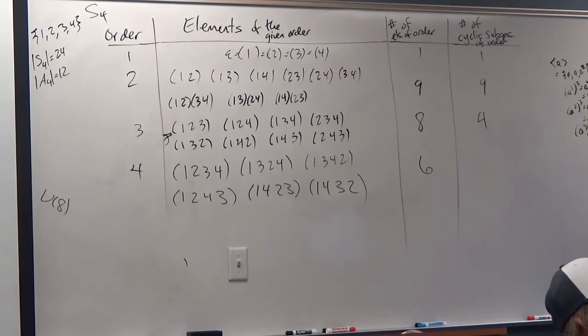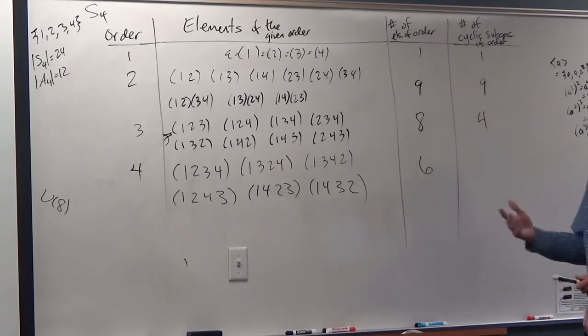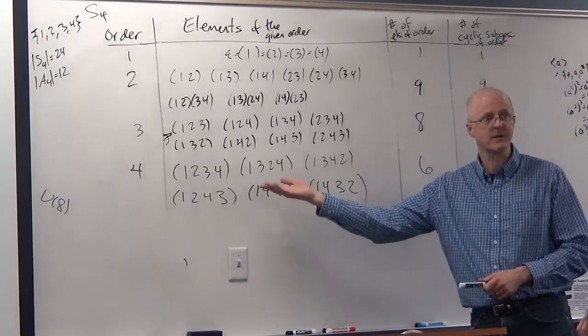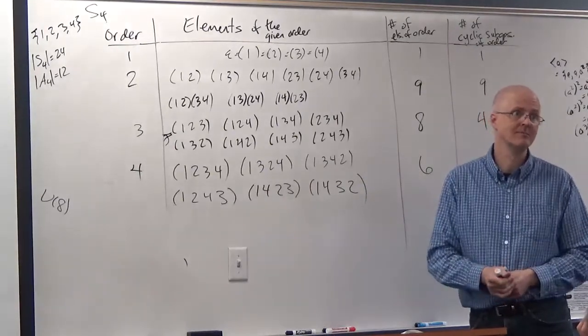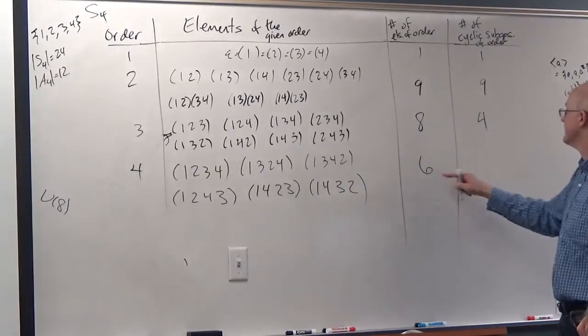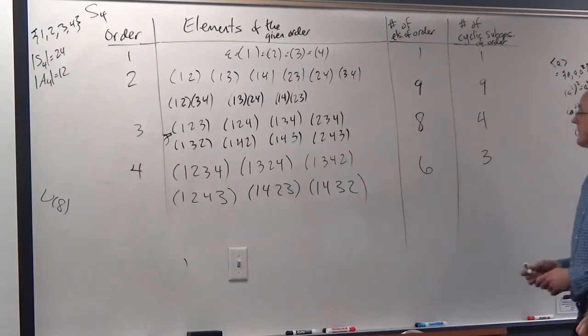How many cyclic subgroups of order 4 are there going to be? How many generators does a cyclic group of order 4 have? What's Euler phi of 4? 2. Every cyclic group of order 4 has 2 generators: the initial generator, a, and its cube, a cubed. You've got to divide 6 by 2 here as well. There's 3 cyclic subgroups of order 4.